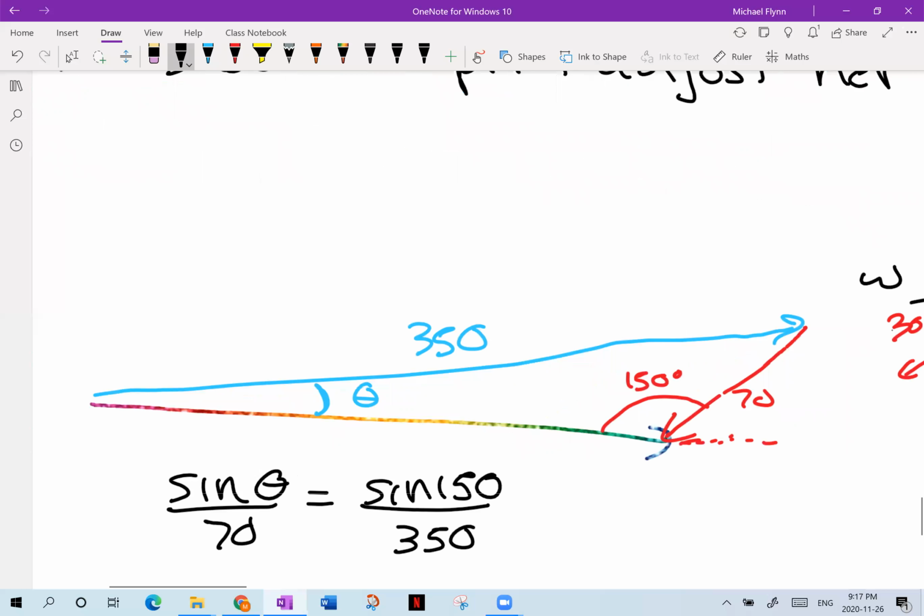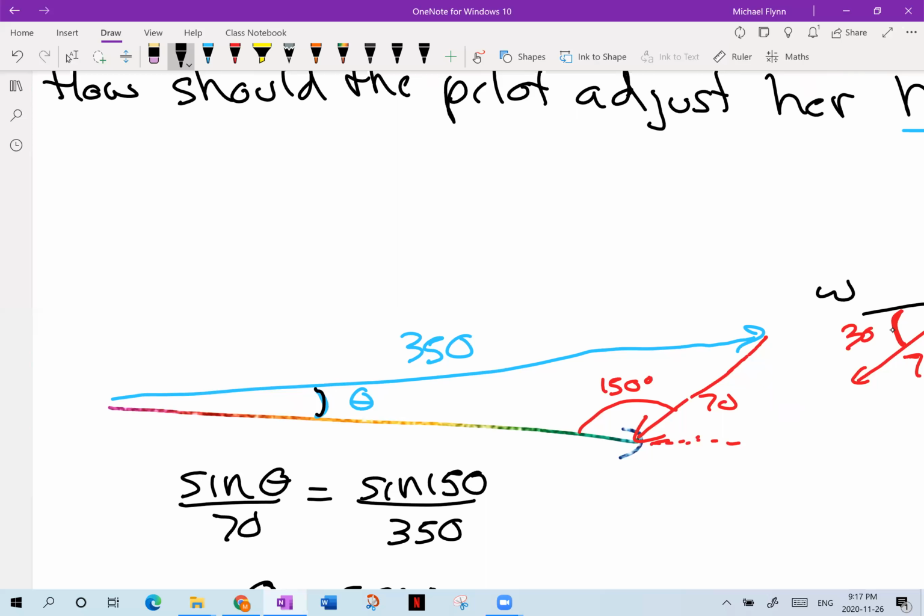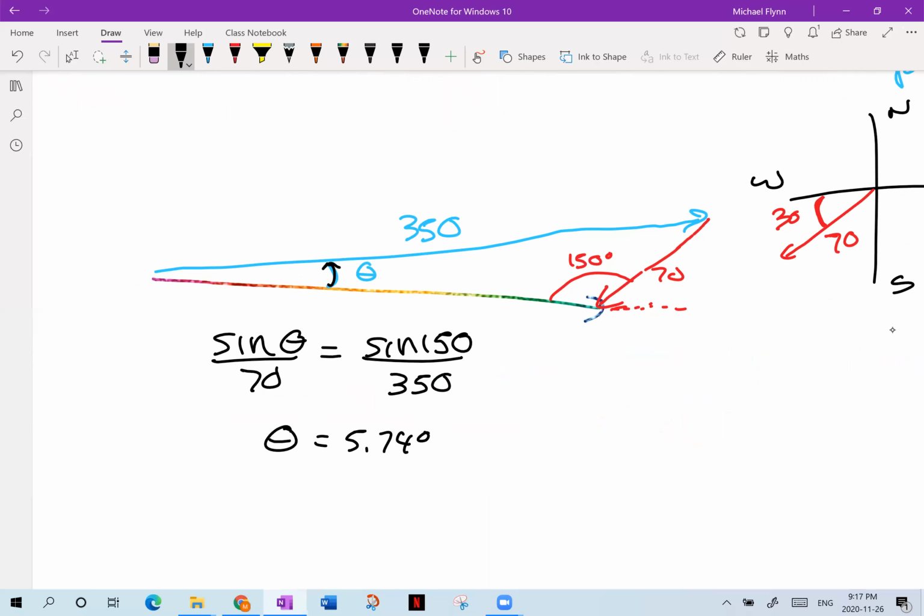Now, if you look at theta, it is going north of the east line. So it's north of east. And that, my friends, is the answer to the question. That is your heading. So in other words, the pilot has to point slightly north of the east line in order to compensate for the southwest headwind, or crosswind, or whatever you want to call it.